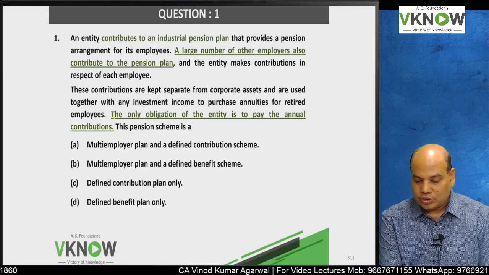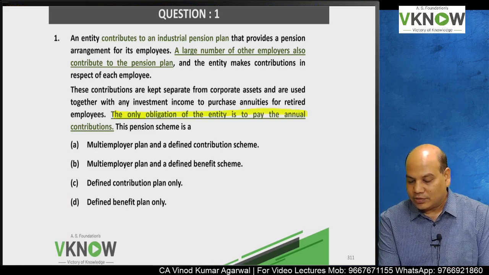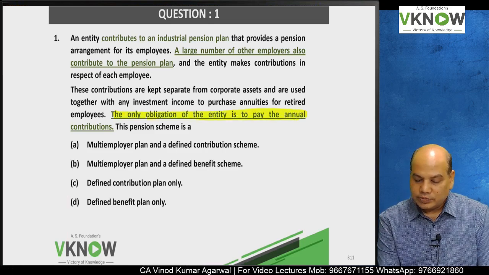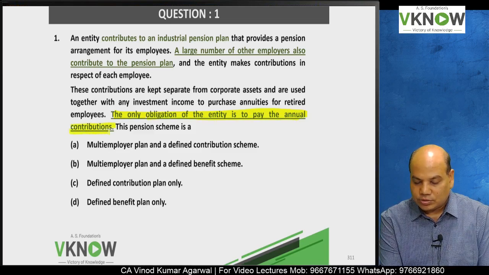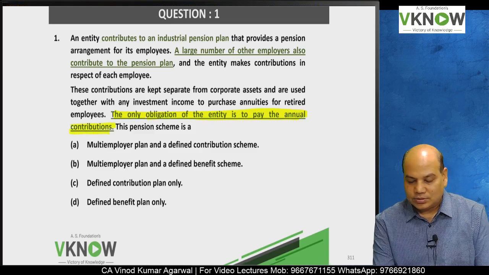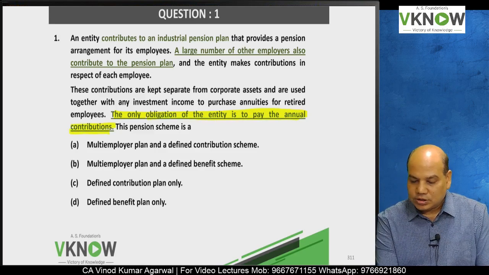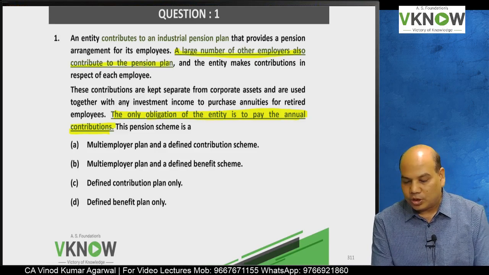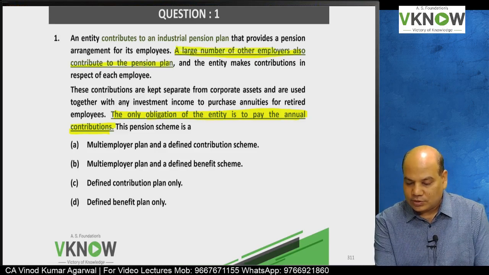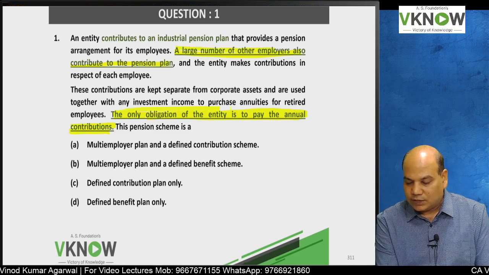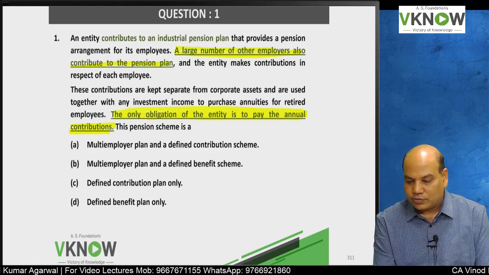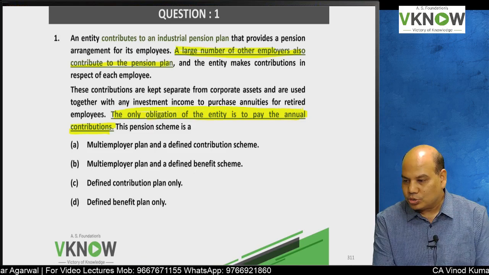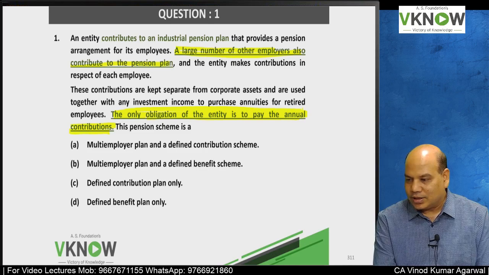After this long story, this important line has appeared: the only obligation of the entity is to pay the annual contribution. The pension scheme is... and this is also one hint, a large number of other employers also contribute to the pension plan. So it's a multi-employer plan because of the first line, and it is a defined contribution plan because of this line. Both together, please reply what is the right answer.